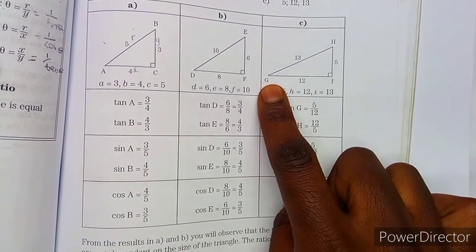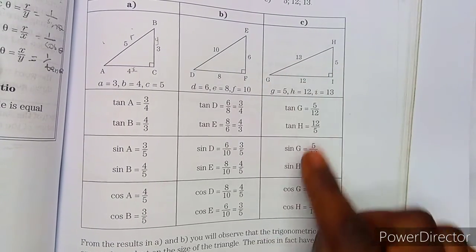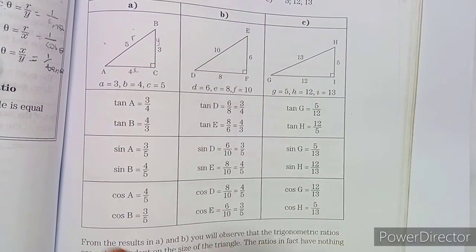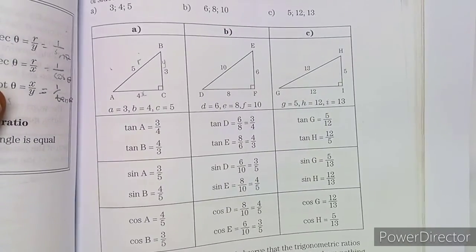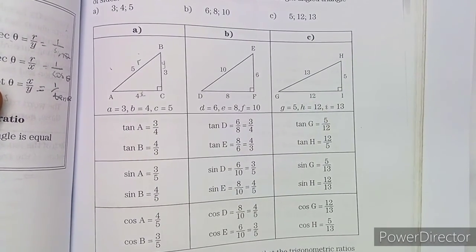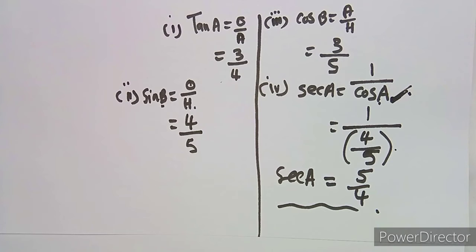Sin G, you just know it's opposite over hypotenuse, that's 5 over 13. So that is what is actually happening here. So they will give you a triangle like that, and they ask you to calculate the tan or cos. That is what you're going to do.